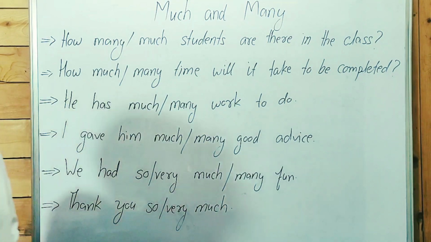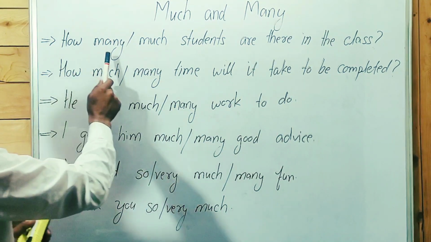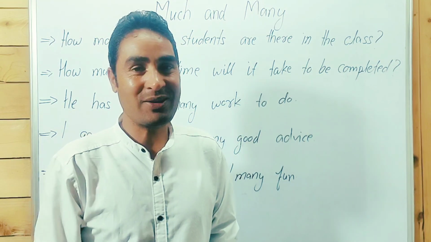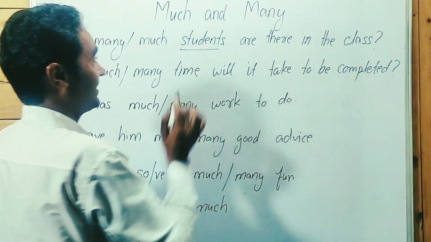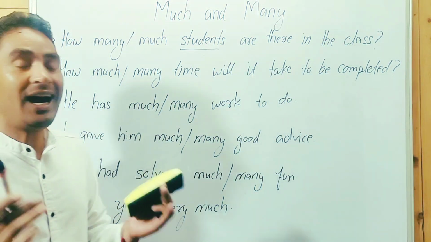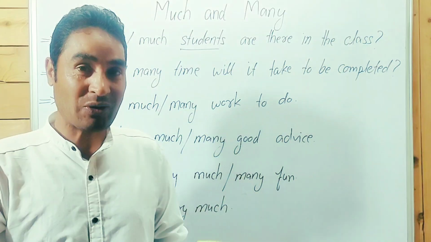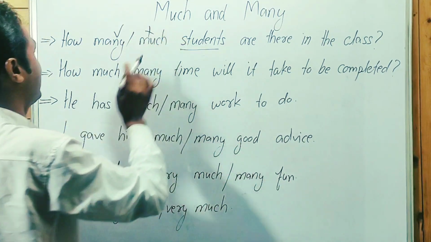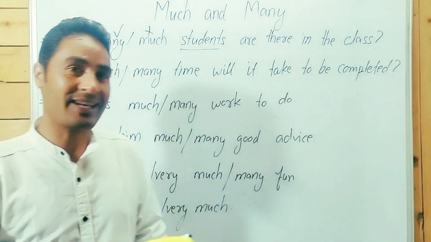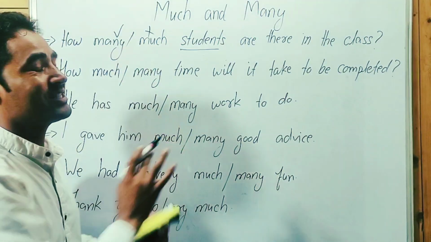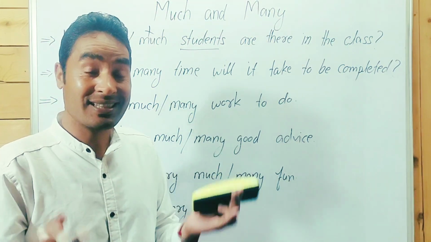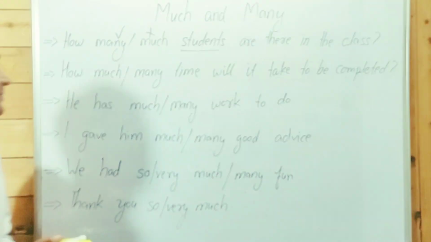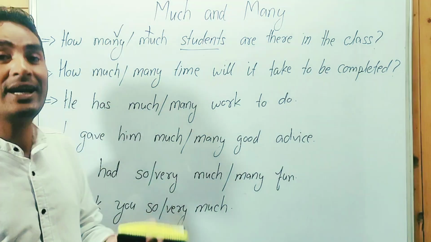Here are some sentences. First, how many or how much students are there in the class? Guys, point to be noted here, we are talking about students. Student is a countable noun, so students are countable nouns. That's why we have to use many, not much. How many students are there in the class? We don't say how much students are there in the class. This is an incorrect sentence. We have to say how many students are there in the class. Many is used for countable nouns.